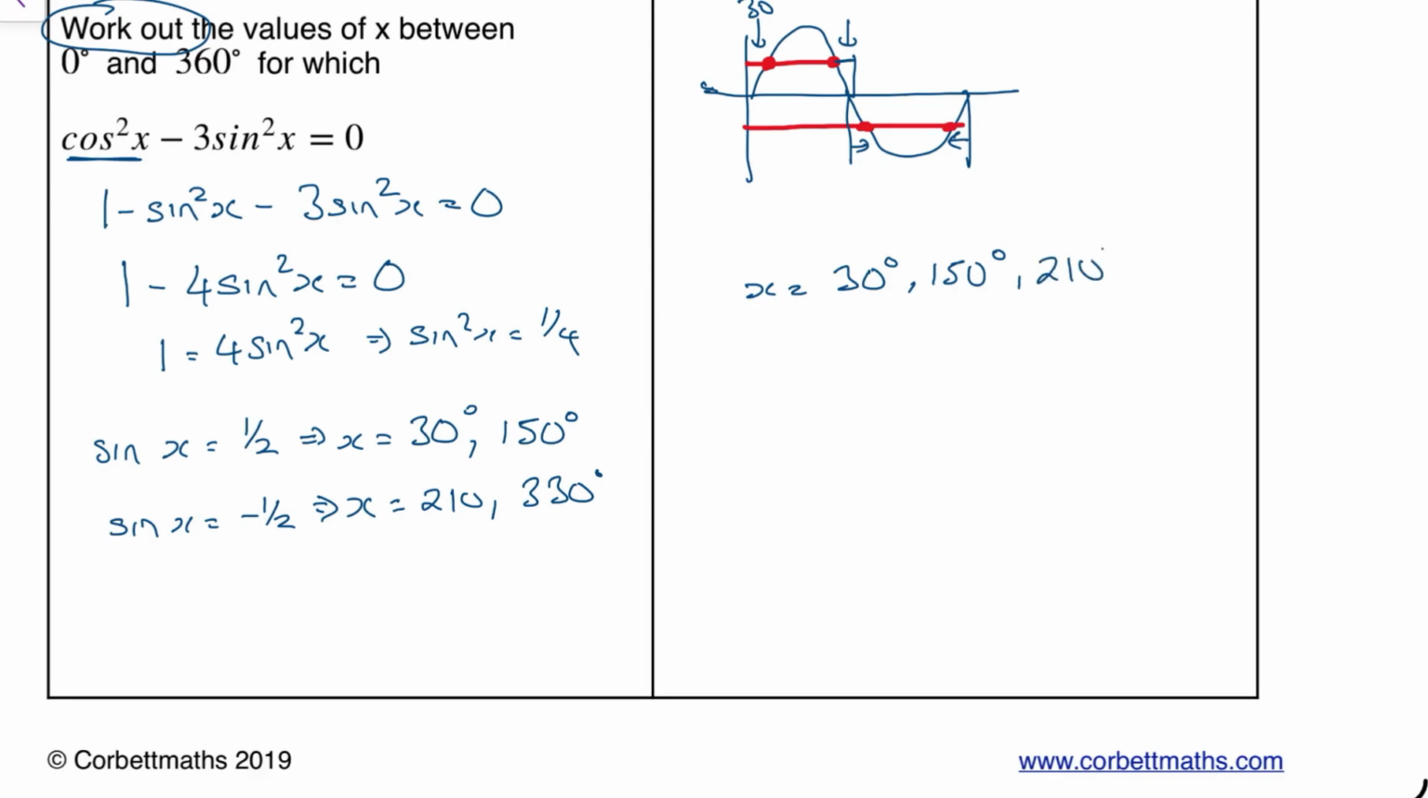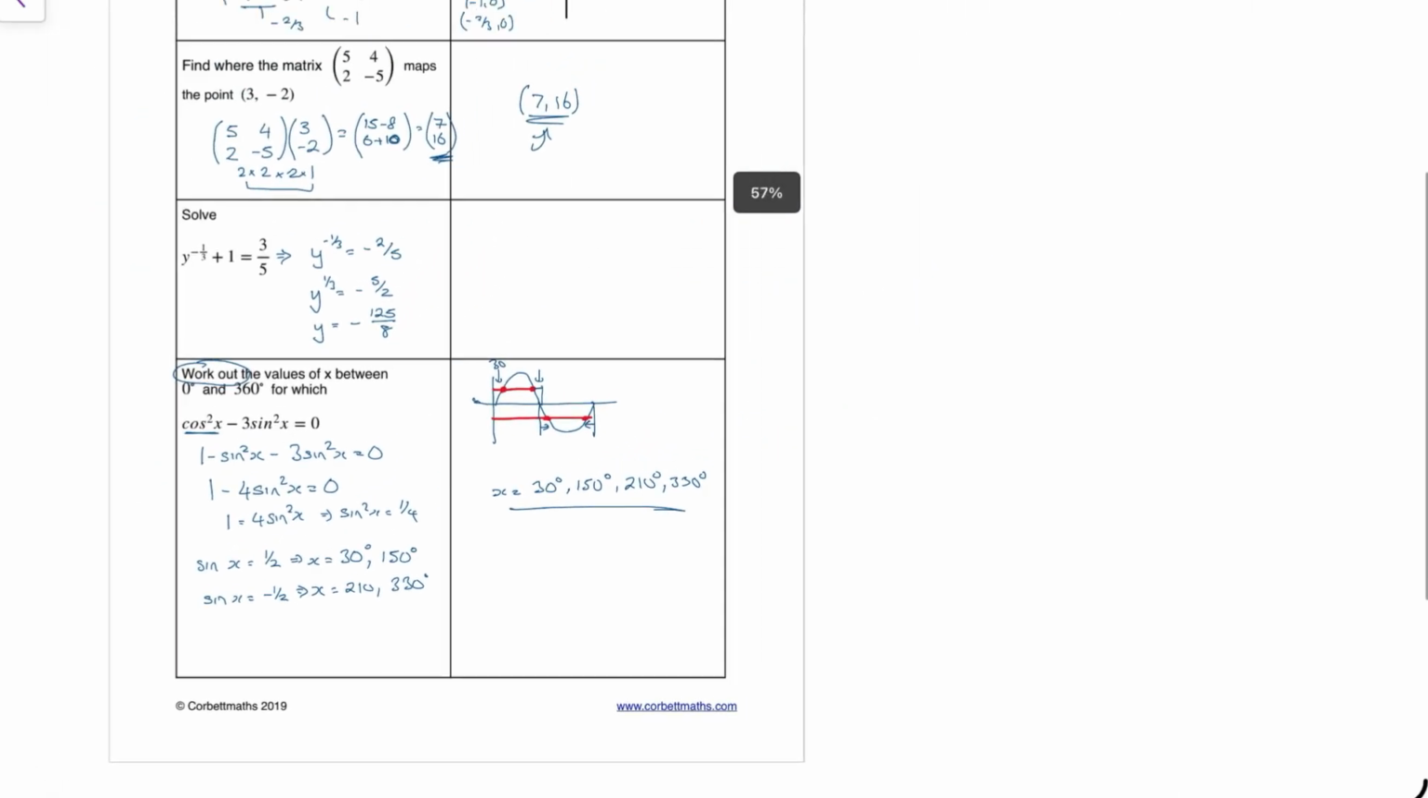Now, another way of doing it is a cast diagram. Nothing wrong with that. I just think that it's more beneficial to know the shapes of the curve quite quickly. Either way, final answer: 30 degrees, 150 degrees, 210 and 330 degrees.